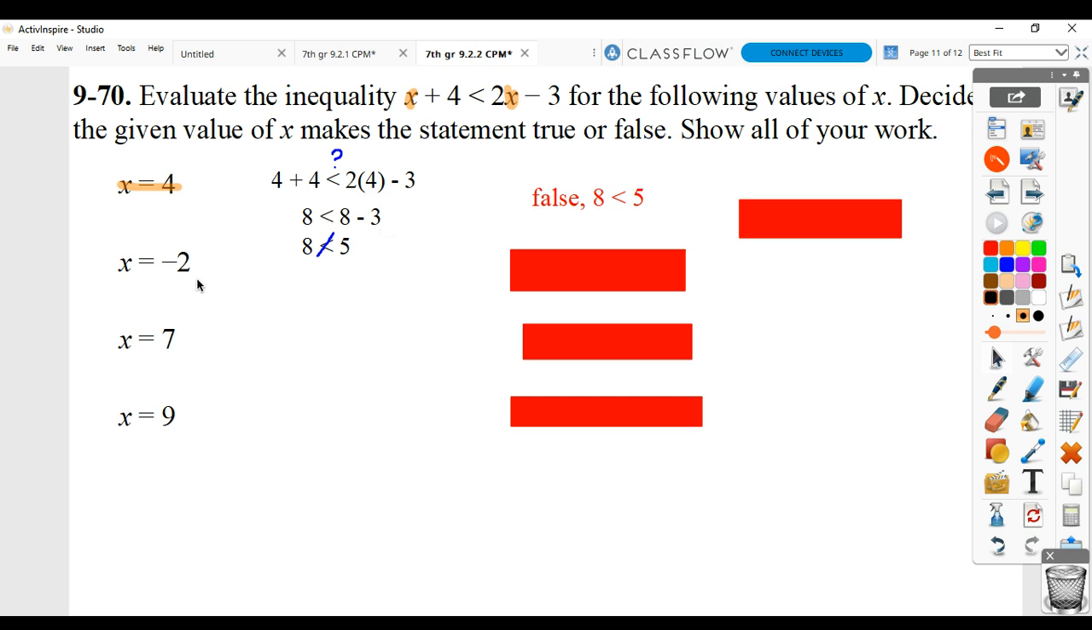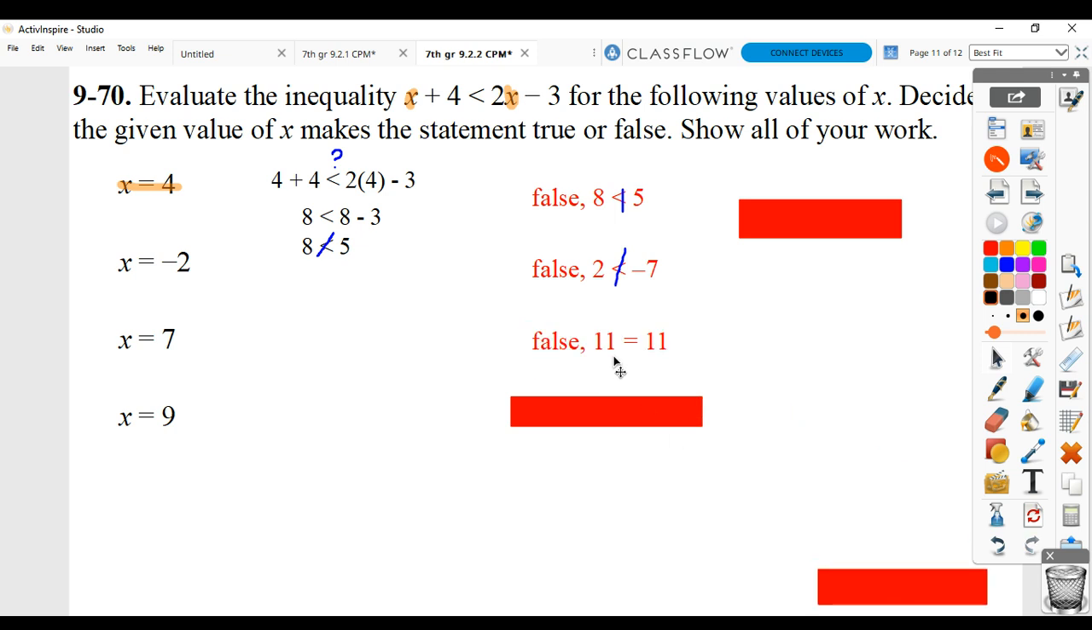For the second one, you're replacing x with -2 here and here. And you end up getting another false statement. 2 is not less than -7. Again, if you want to, you can put a slash mark through these to show that that's not true. And then for the third one, it is still false because it ends up being that they're equal, and that's not the case. If they're equal, then the left side is not less than the right side. And for the last one, that does end up being true. When you replace x with 9, you get 13, which is less than 15. So that's the only true statement.